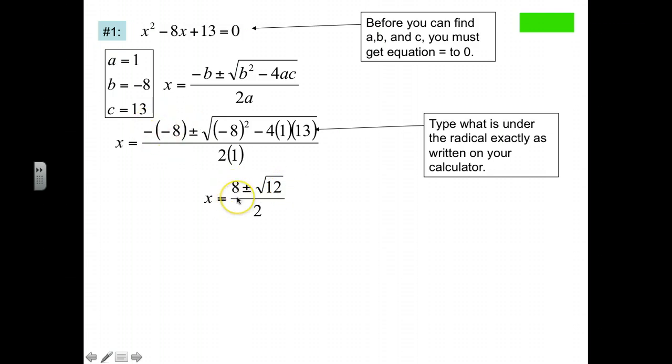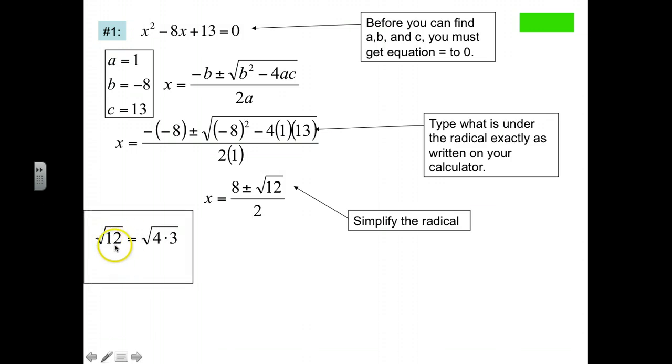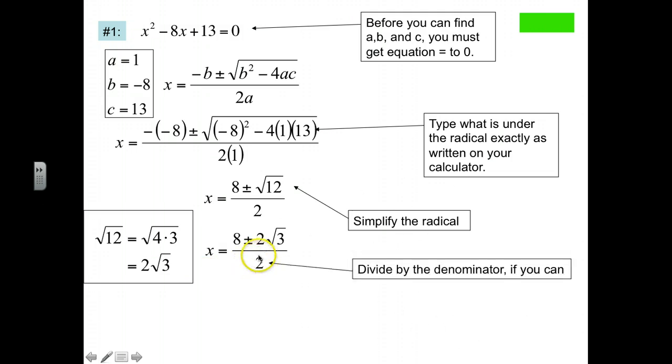This becomes 8. And then I want to simplify the radical. In this case, they ask for the simplest radical form. So remember, to simplify the radical, 4 times 3 is 12. The square root of 4 is 2, and then I keep my radical 3. So my roots are 8 plus or minus 2 square root of 3, over 2. Notice my denominator is 2 and I can divide everything out. So my final answer is x equals 4 plus or minus the square root of 3. And those are my roots.